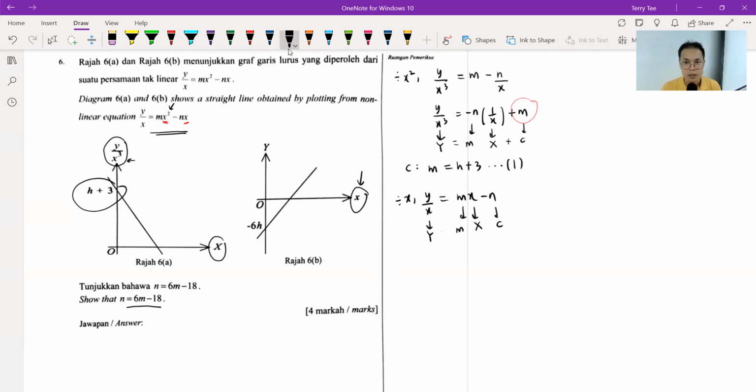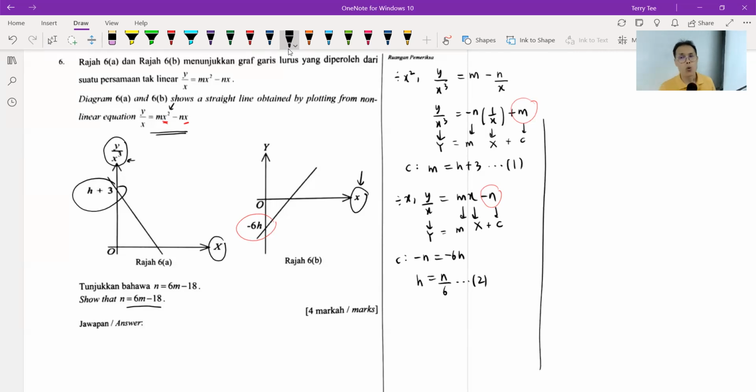Okay, now again, we need to compare y-intercepts. My y-intercept from the graph is minus 6h. My y-intercept from here is negative n. So we say negative n is minus 6h, and let us make h the subject. h is n over 6, equation number 2.